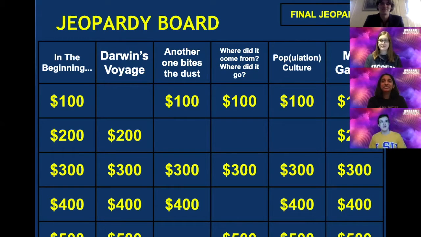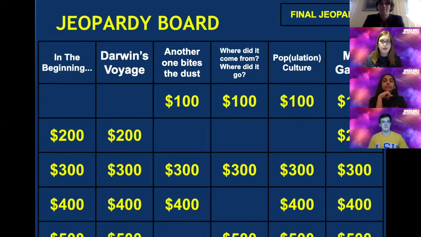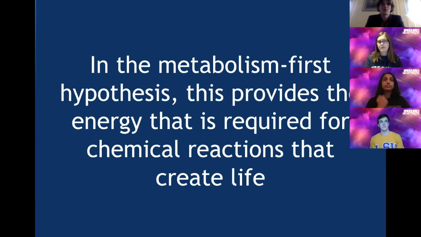In the beginning, 100. This experiment showed that early world conditions could create amino acids. Chloe. What is the Urey-Miller experiment? I'm going to go in the beginning for 3. In the metabolism first hypothesis, this provides the energy that is required for chemical reactions that create life. Chloe. What are deep sea hydrothermal vents?